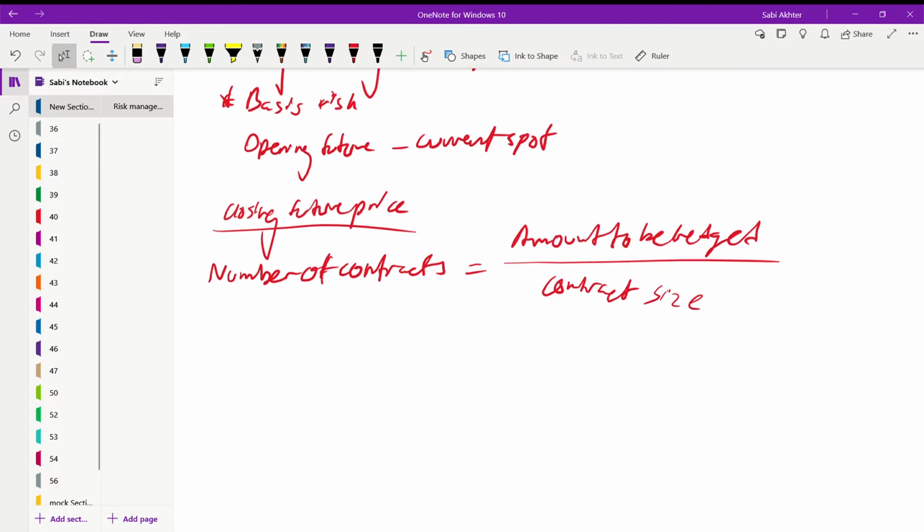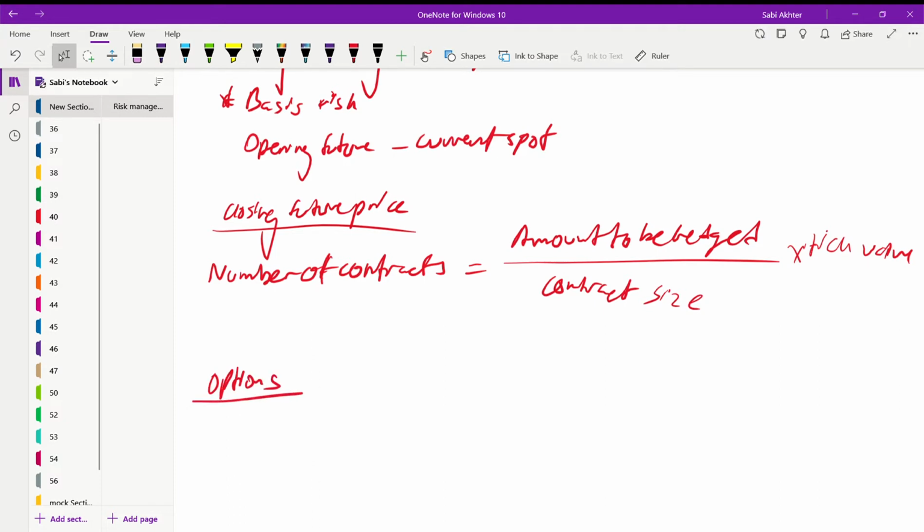So now we are done with the future. Oh yes, into the tick value or tick size. Next, using that closing future price, you have to find the amount to be hedged. You have to convert to your home currency, right? Now future is done. Now come to options.